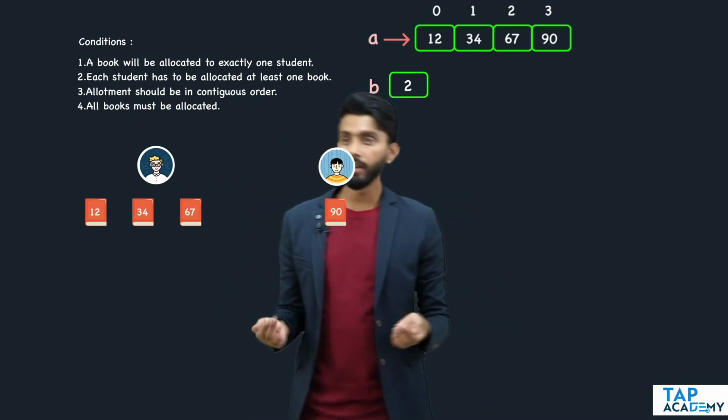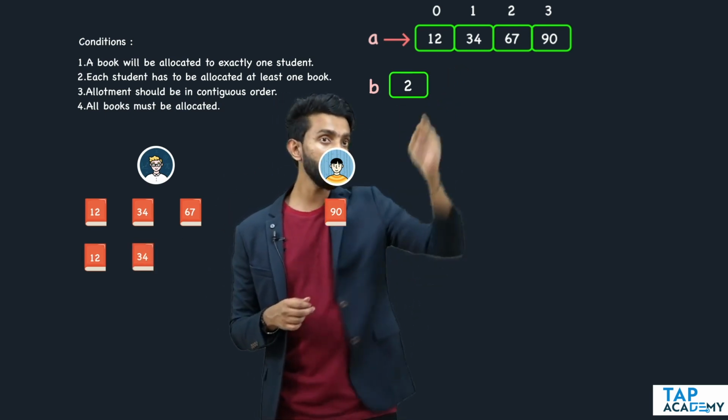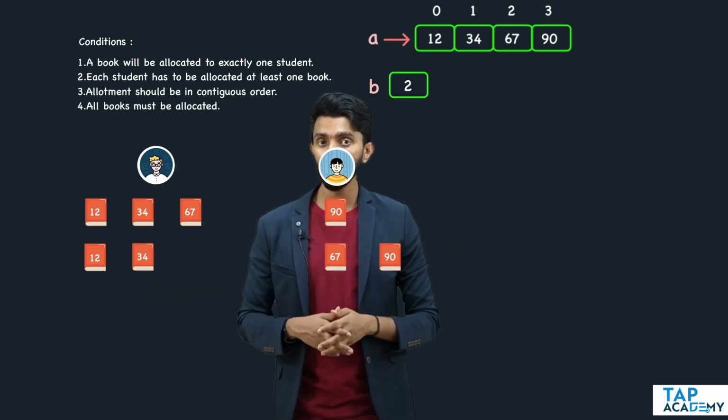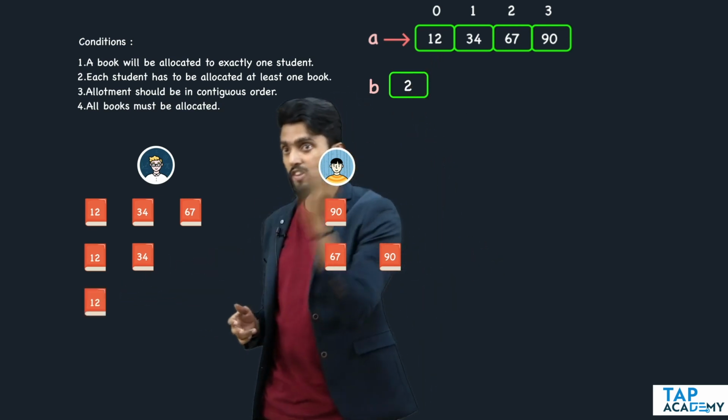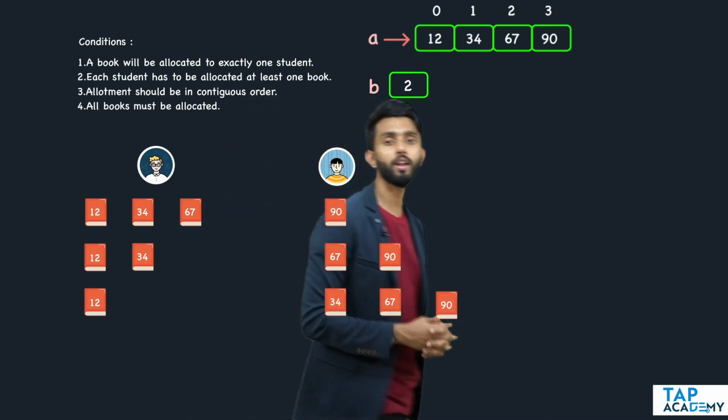One more way of allocating is first book to the first student, second book to the first student, then the other 2 books to the second student. This way also you can allocate. Or you can allocate only the first book to the first student and the remaining 3 books to the second student. This way also you can allocate.